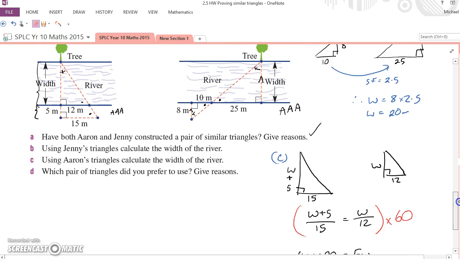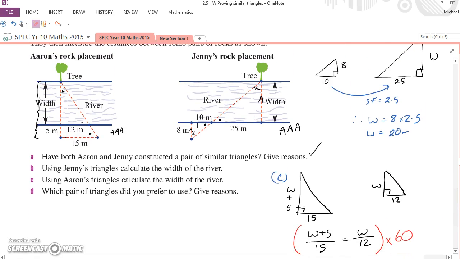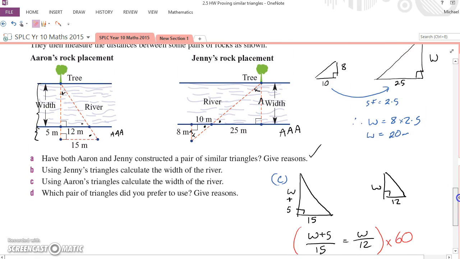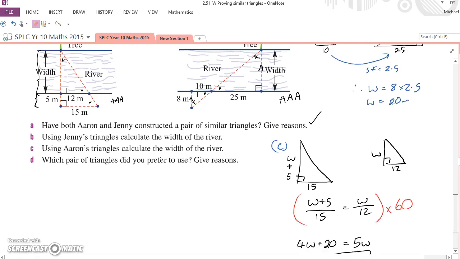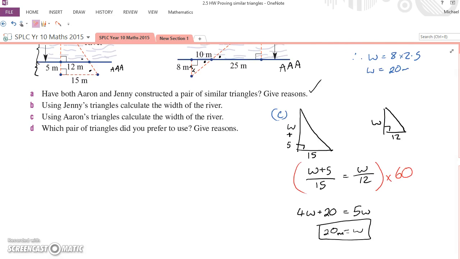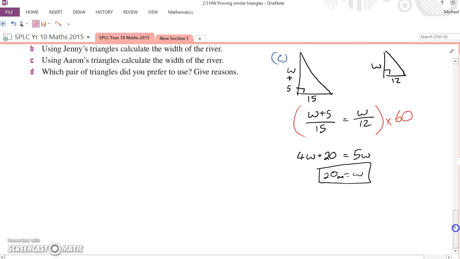So they both work. Which pair of triangles did you prefer to use? Well, either is good, but I reckon Jenny's made the calculation a little bit more obvious and a little bit easier. You may have found it different. Either way, I hope it helps. A bit of a longer video, that one, but that'll do for now. There's some good problem solving in there. Have a good go, and we'll see you in the next video.